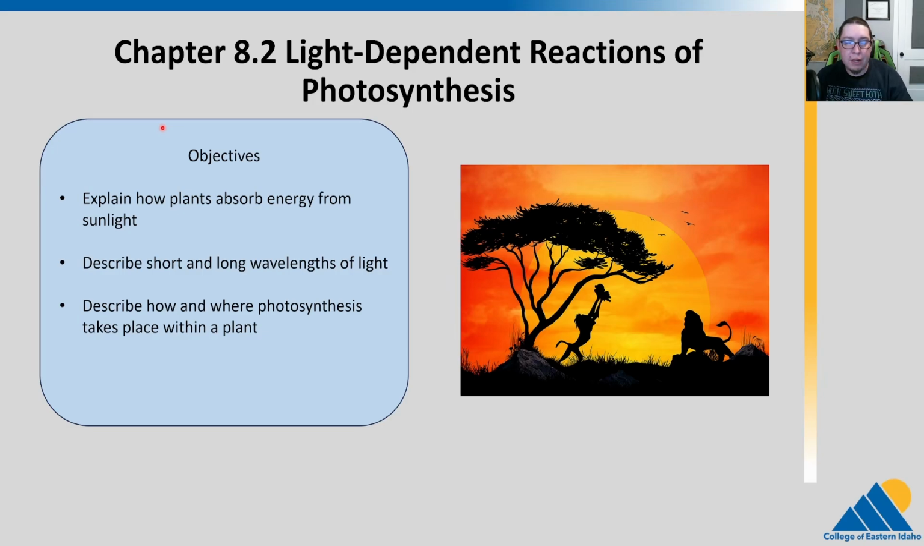Right, we're going to dive into each part in the coming section. So 8.2, we're looking at the light-dependent reactions of photosynthesis. To understand this, we have to understand how plants absorb energy from sunlight. We'll talk a little bit about the properties of light, kind of important to know about, and then we will describe how and where photosynthesis is taking place. So it's all about the sun and the energy that's coming from it here and how we're going to capture it.